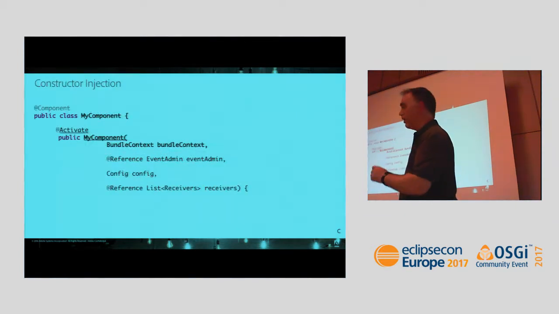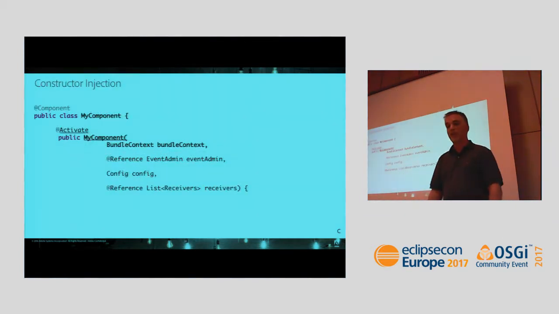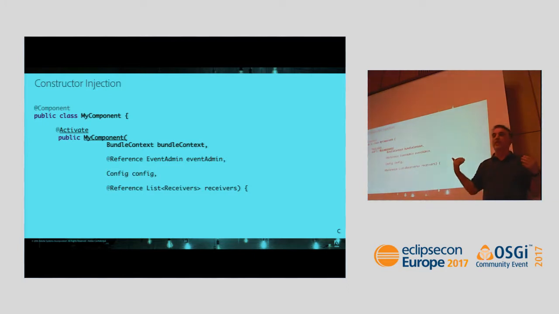And the other new thing in R7 is constructor injection. So finally, we have that. You can just stick an activate annotation on a constructor, and that constructor then can take all the things that you could usually get through an activate method, and references to other services.